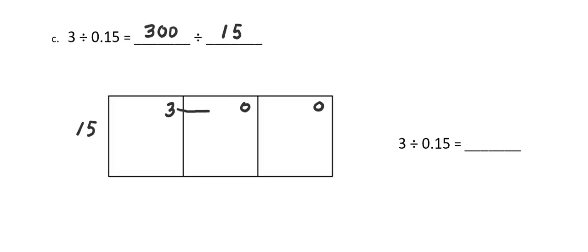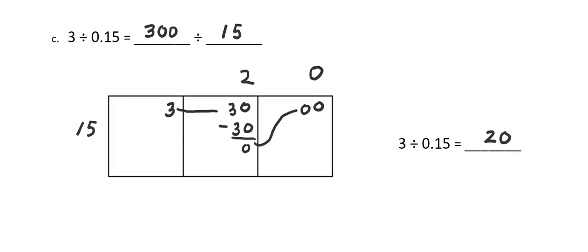I can't take any groups out of 3, so I'll move the 3 over to the next box, and I'll ask how many groups of 15 can I take out of 30. Well, I know that 2 times 15 is 30, so I will subtract that. No remainder. I'll move that 0 over to the next box, and the question is, how many 15s can I take out of 0? Obviously you can't take any, so we'll put a 0 there, and that is our final answer. So 300 divided by 15 is 20. That means that 3 divided by 15/100ths is also 20.